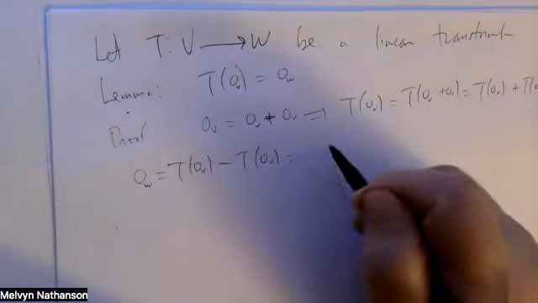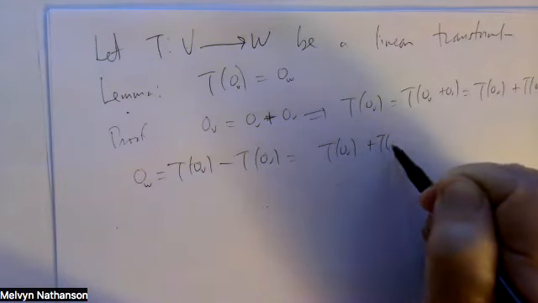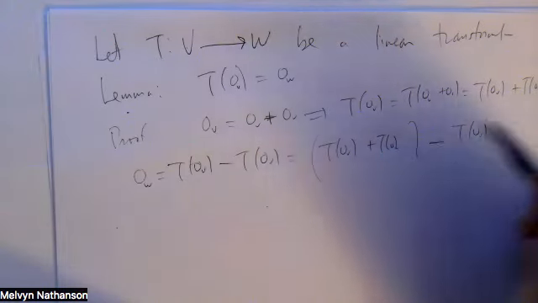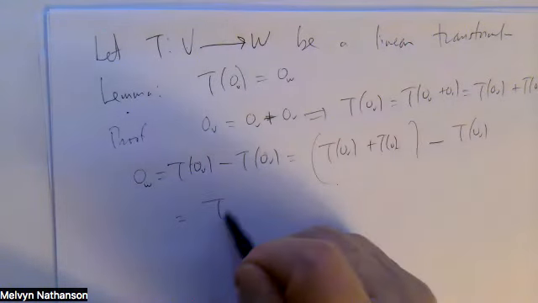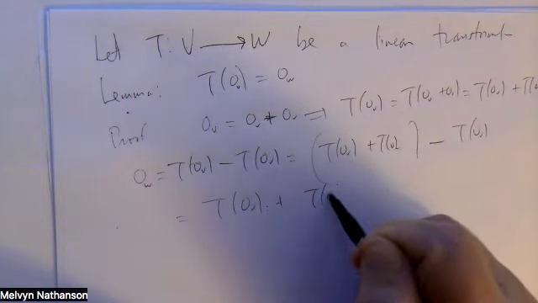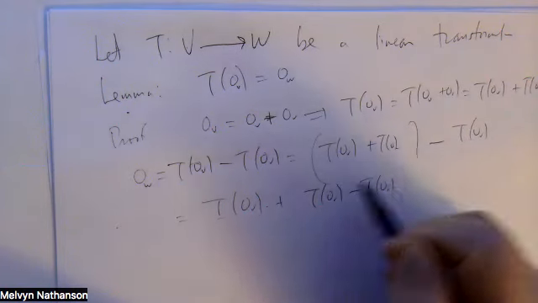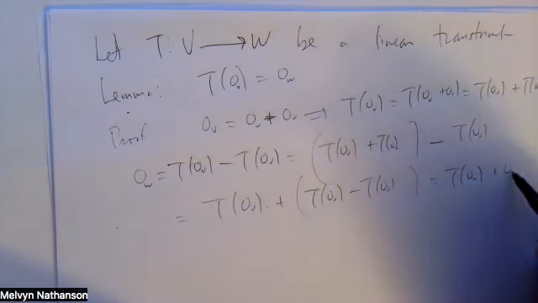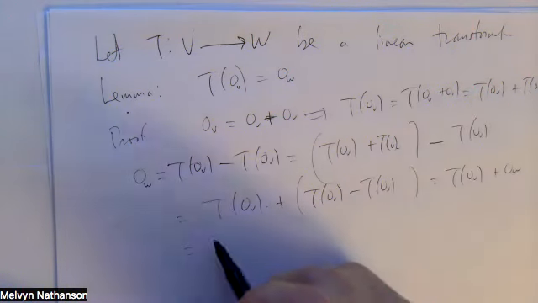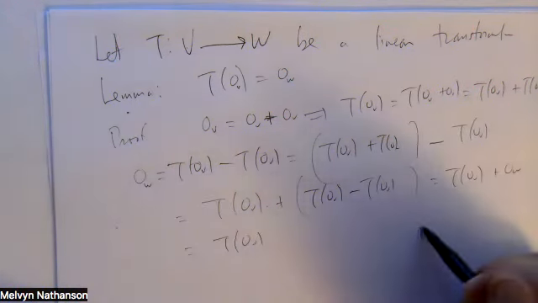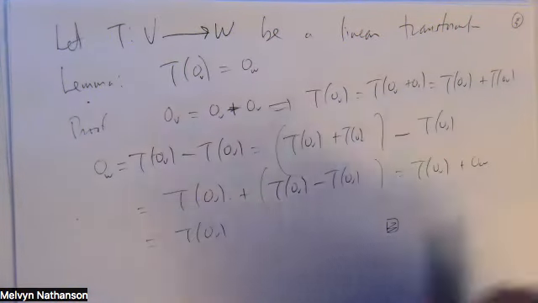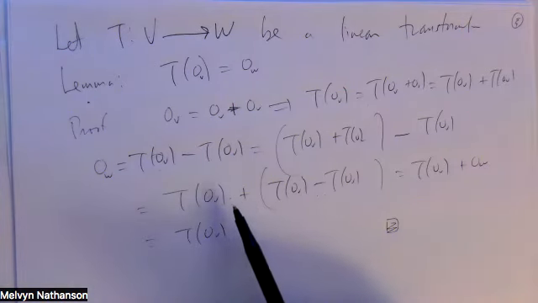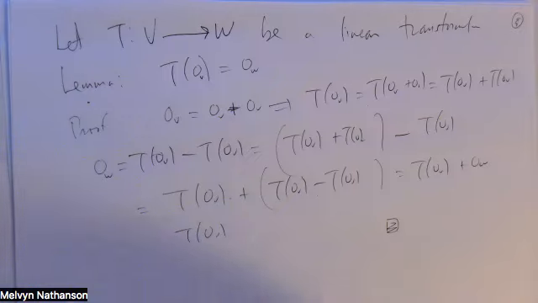The T of zero_V is T of zero plus T of zero, and I'm subtracting T of zero from that. And by associativity, that's T of the zero vector plus T of the zero vector minus T of the zero vector. But this is just zero. This is T of the zero vector plus the zero vector in W, which is T of the zero vector in V. So that kind of long equation is the proof of the statement that a linear transformation always sends a zero vector to the zero vector.